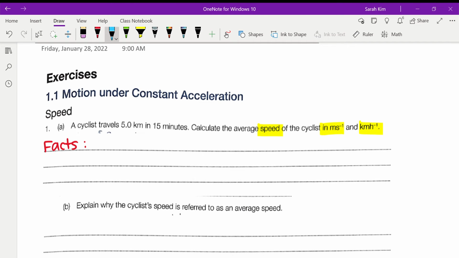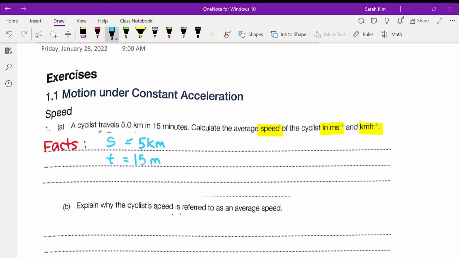Alrighty, so my facts I've got given is that the cyclist travels 5 kilometres. So 5 kilometres is a unit of distance. Hopefully we understand that, so I use an S for distance. Also, I have my time, which is 15 minutes.